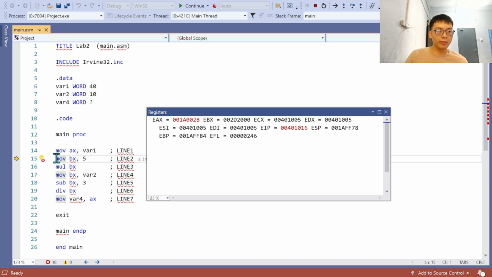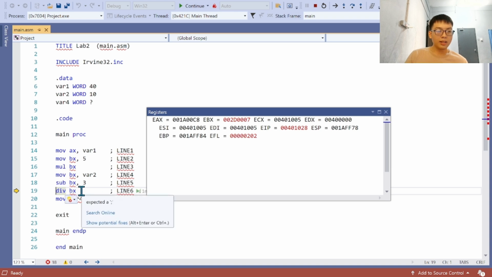And this line moves the 5 into BX. After execute this line, the BX becomes 0005. And this line multiplies the AX with BX. After execute this line, the AX becomes C8 in hexadecimal. And this line moves the var2 into BX. After execute this line, the BX becomes 000A. And this line subtracts 3 from BX. After execute this line, the BX becomes 0007.